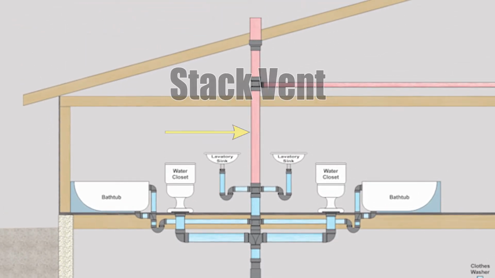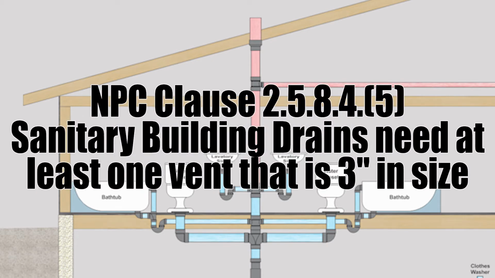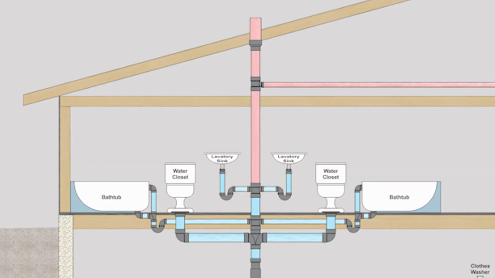The minimum size of that stack vent is going to be 3 inches, but that comes from a code clause, 2584.5. Sanitary building drains shall be provided with at least one vent that is not less than 3 inches in size. So that plays into why that main soil waste stack needs to be 3 inch. That's because it's going to go up and tie into a 3-inch stack vent.